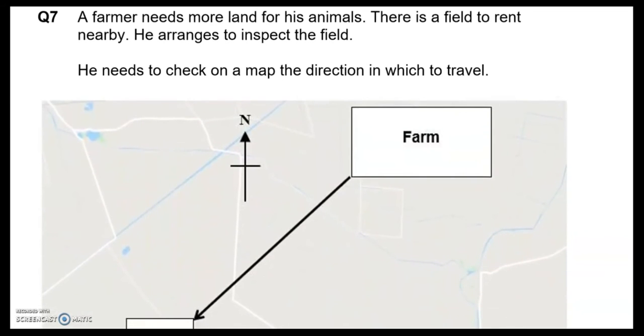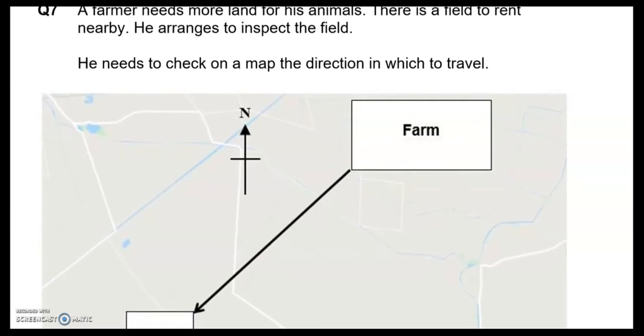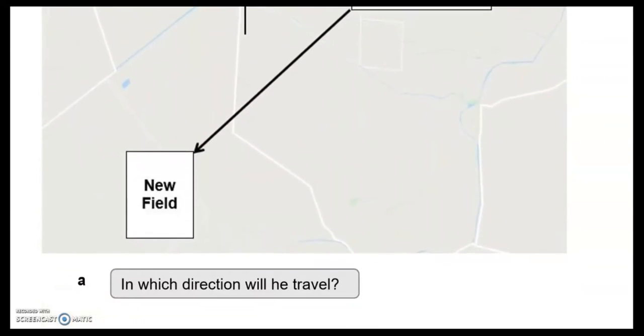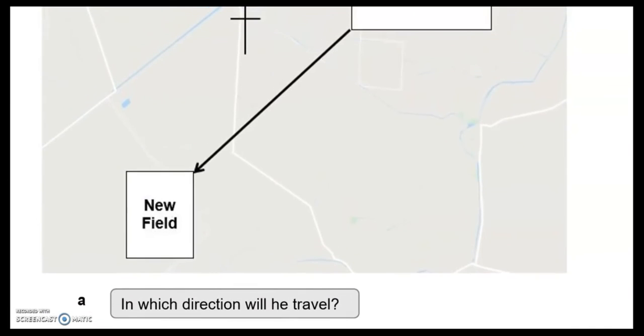A farmer needs more land for his animals. There is a field to rent nearby. He arranges to inspect the field. He needs to check on a map the direction in which to travel. In which direction will he travel?